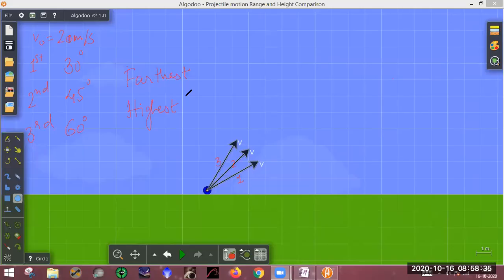All right, so I've taken your answers for farthest. And which one will go highest? Someone said all will go the same distance. Okay, so the general consensus: mostly people have said the first one goes farthest and the third one goes highest. It's not that everyone has said this, but most people have voted for this. So let's see what happens.